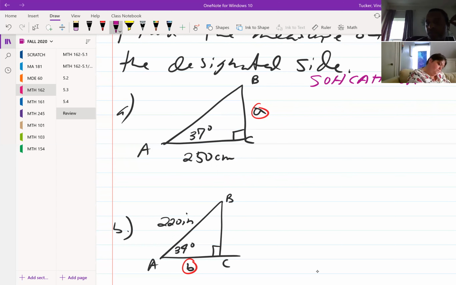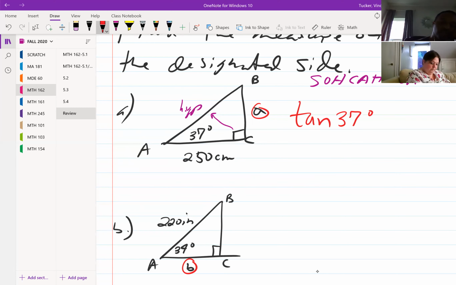Sine is opposite over hypotenuse. Cosine is adjacent over hypotenuse. Tangent is opposite over adjacent. So remember, our hypotenuse is opposite the 90-degree angle. So we cannot use sine or cosine because both of those incorporate the hypotenuse. So what we will use here is tangent. And it'll be tangent of 37 degrees. Opposite of 37 degrees is A. So it's opposite, and the adjacent is 250.